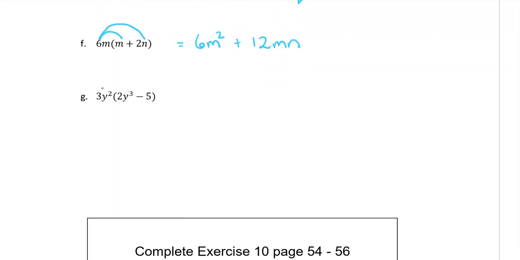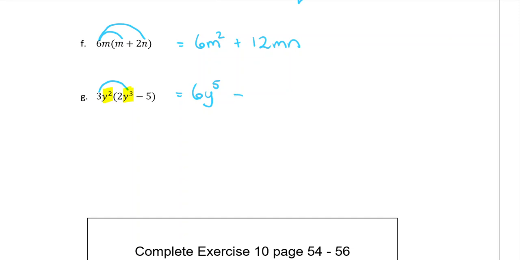For G, 3y squared times 2y cubed. 3 times 2 is 6. The y squared times the y cubed. Remember that squared means 2 of them, and the 3 on that means there's 3 of those. So altogether, there is 5. What you are doing, the short way, is that you add those powers together. Y to the power of 5.